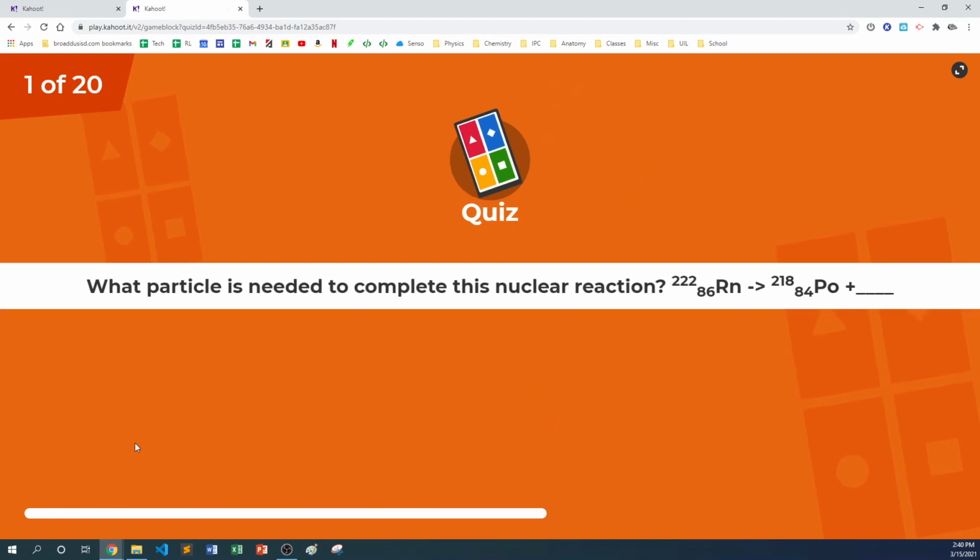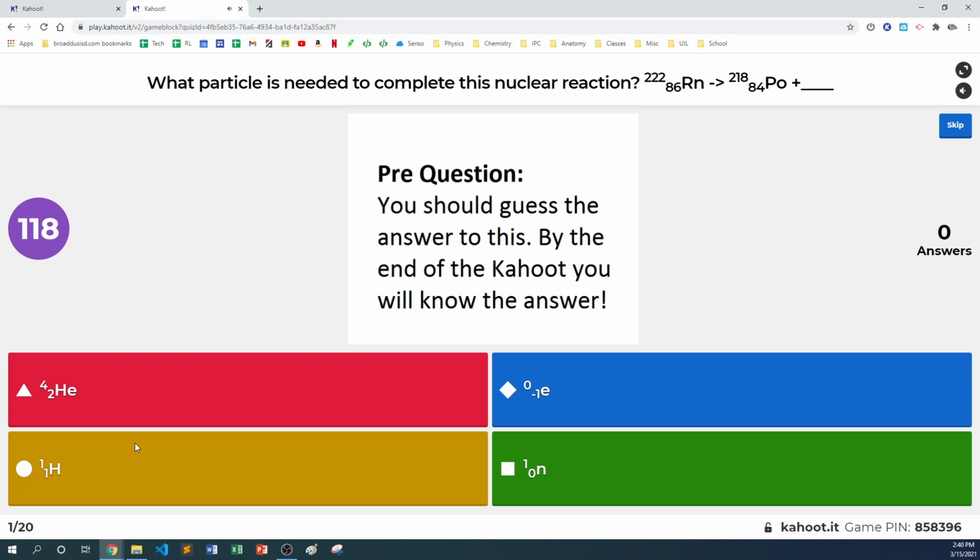What particle is needed to complete this nuclear reaction? Nor what it says there. What is it? That's it. I'll pick the wrong one. What are we waiting on? I'm pretty sure I got it. Oh, okay. I probably got it.